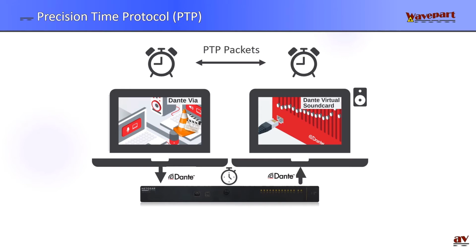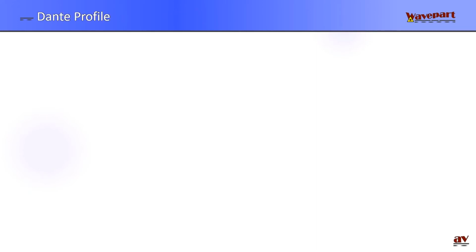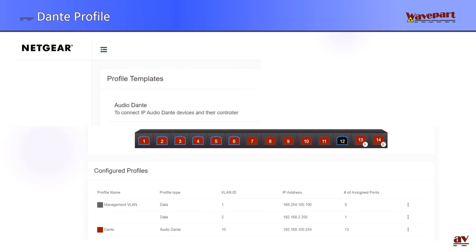However, when the traffic load increases and the setup consists of multiple switches, the accuracy rapidly decreases with non-PTP aware switches. A PTP aware switch with a transparent clock like the M4250 will timestamp the traversal time in the PTP packets. That is, it stamps the time the packet spent inside the switch. This way the accuracy is maintained. To configure the switch for Dante, I went to the ProAV GUI and selected the Audio Dante profile. Then I added all ports to this profile except for port 12 that I used for routing.